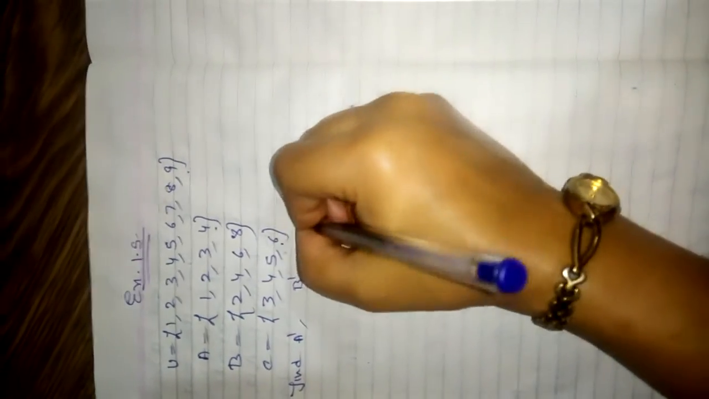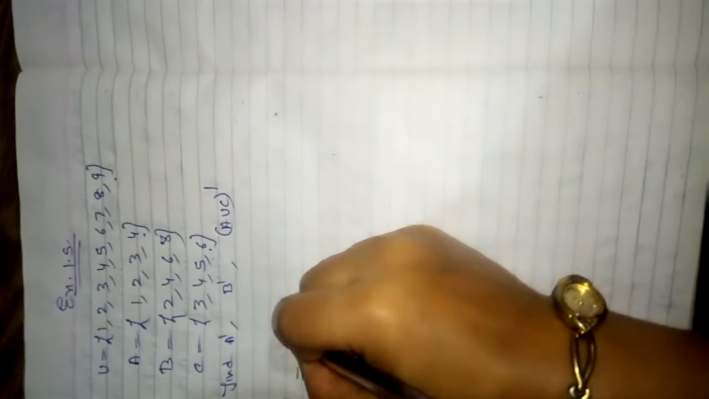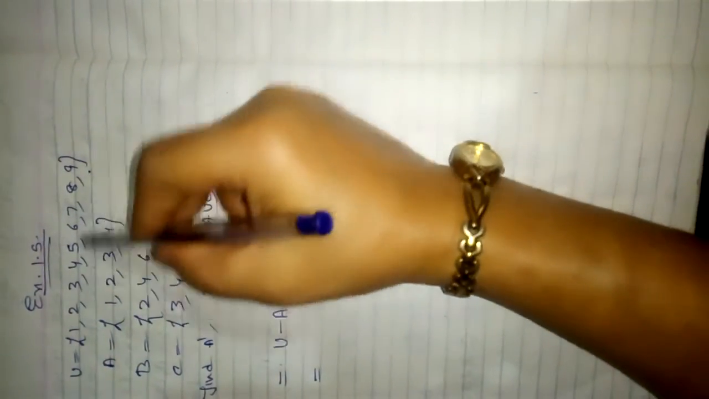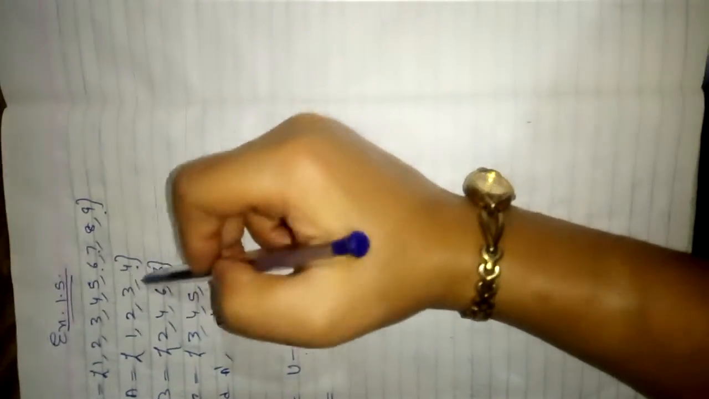Now first you have to find A dash, B dash, and (A union C) whole dash. You have to find these terms. Other terms are also there, I will tell you these terms. Now, find out A dash. We know A dash is U minus A. A dash means the complement of set A. So U minus A means the elements of the universal set which don't belong to set A.